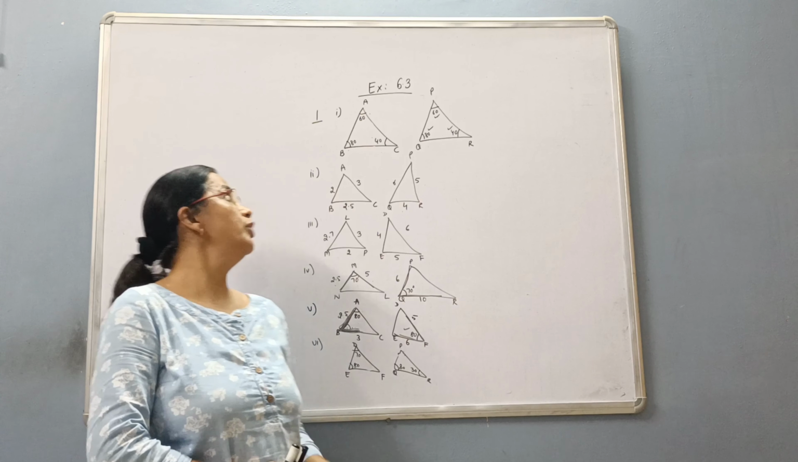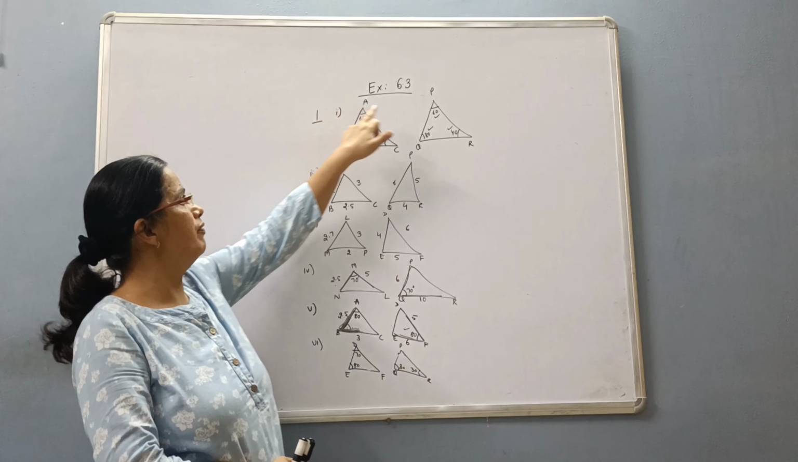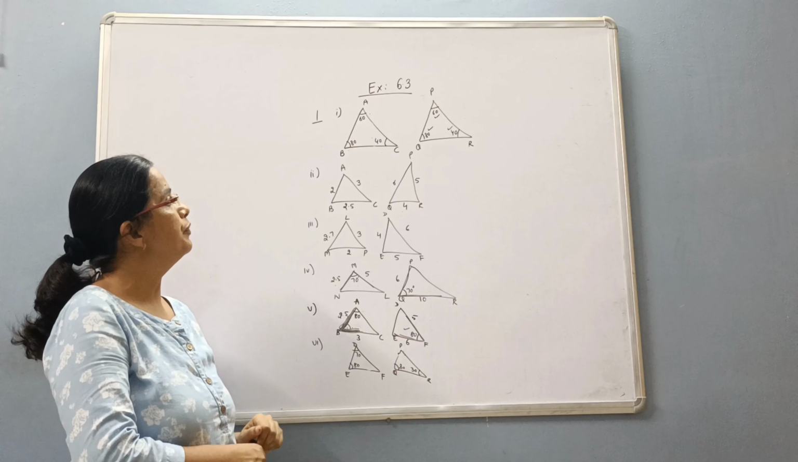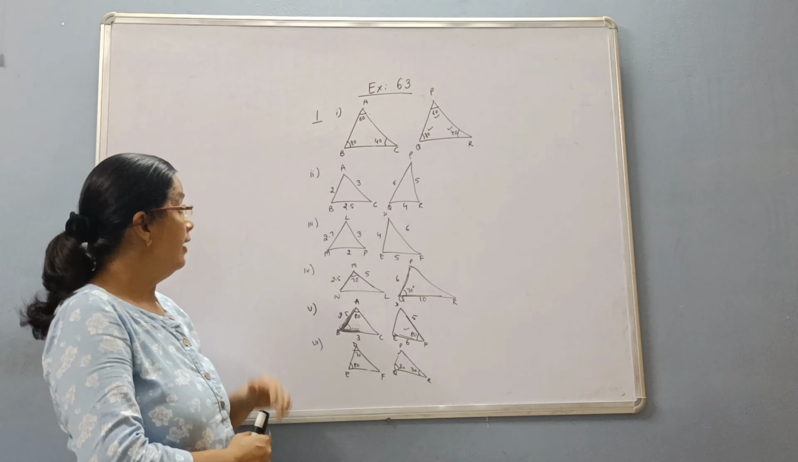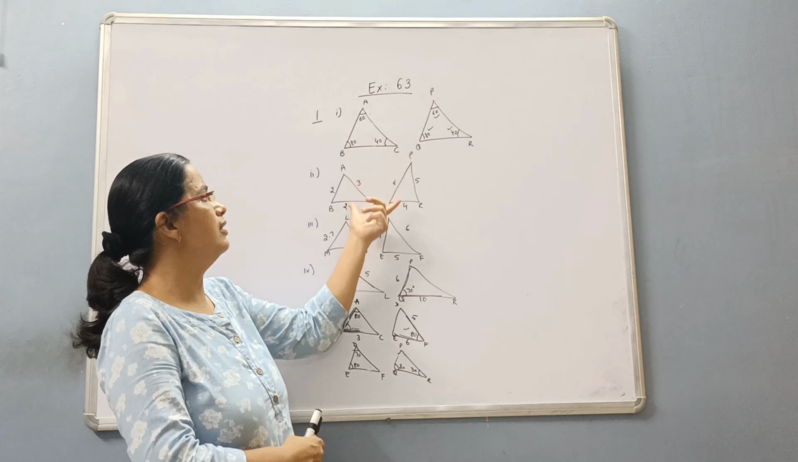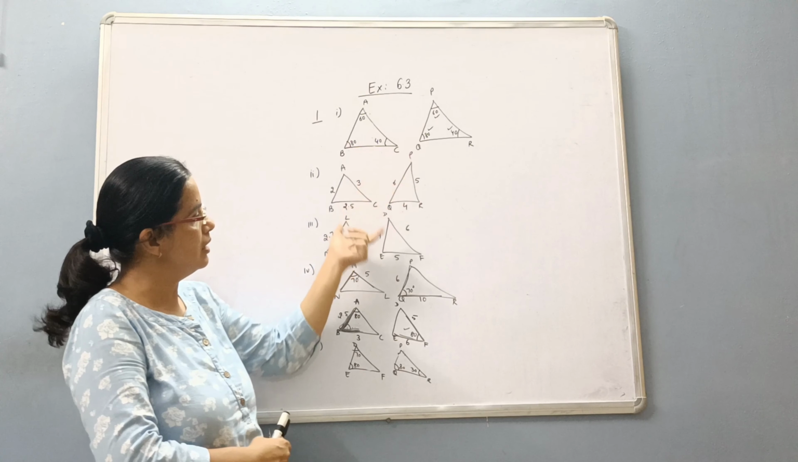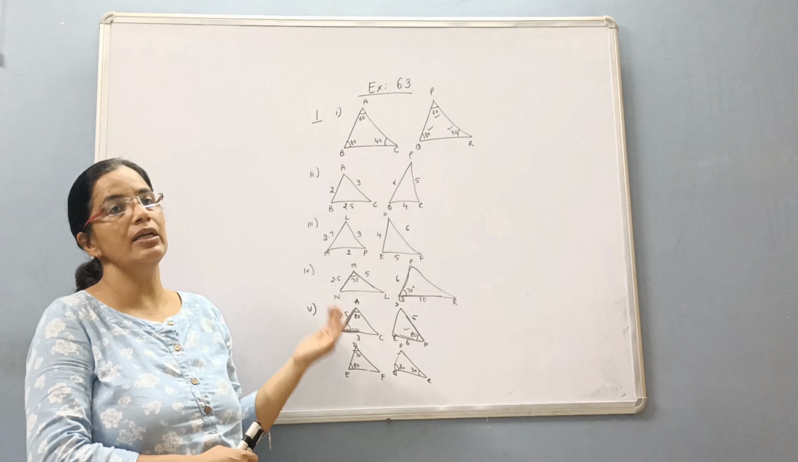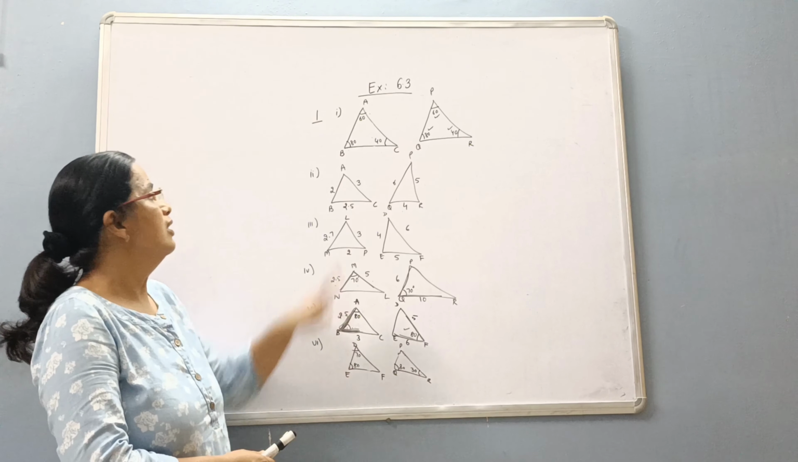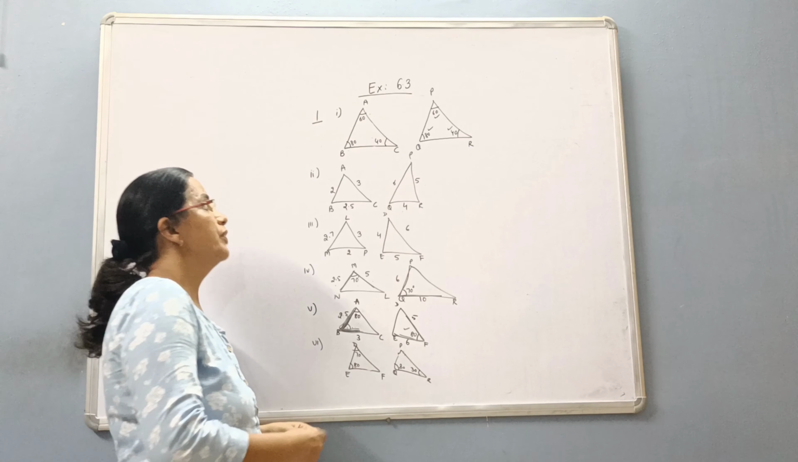Greetings everyone. Today we will do question number 1 of exercise 6.3, and in this question different figures are given and we need to tell whether the pair of triangles are similar or not. And if they are similar, then also write the similarity criteria. Okay. So let's start with figure number 1.